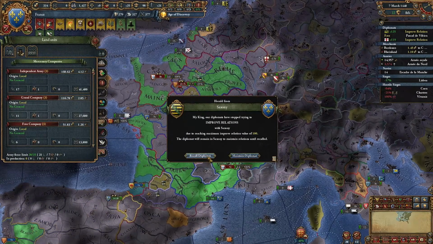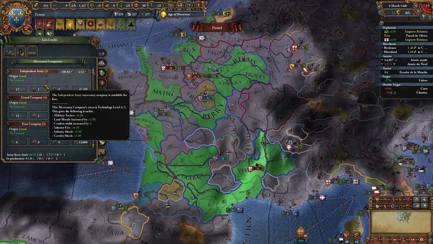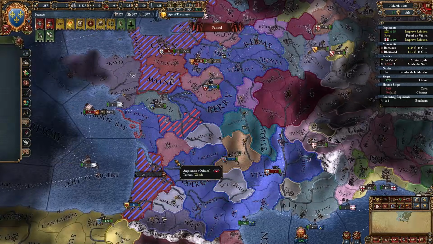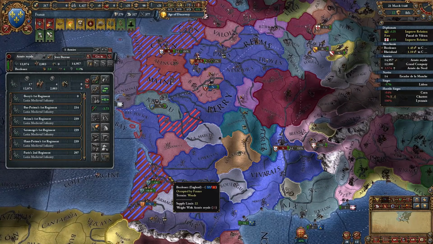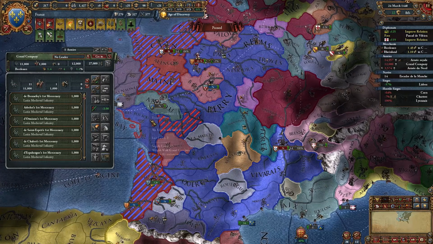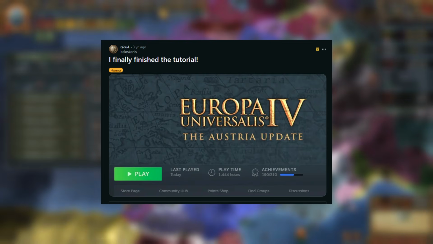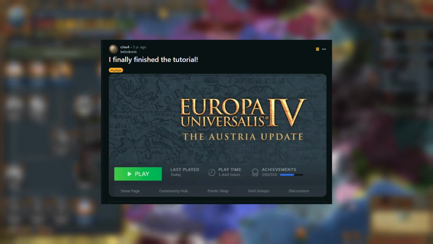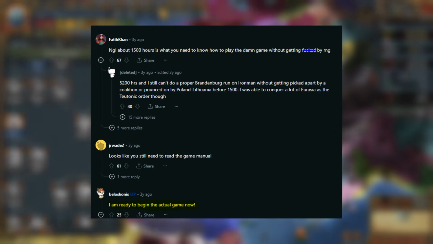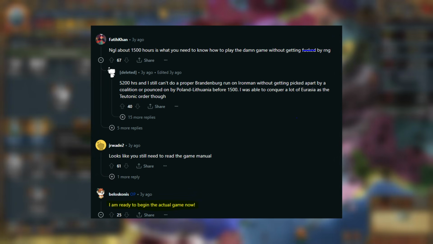This is due to these games generally having an unusually high barrier to entry. We're talking a couple hours before a player generally feels equipped enough to get a basic handle on what's going on. There's a popular meme in the EU4 community that the tutorial ends when you reach 1444 hours of playtime, which is the same number as the in-game year that the game starts.